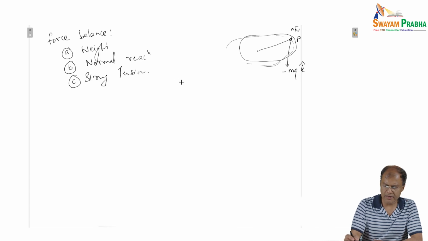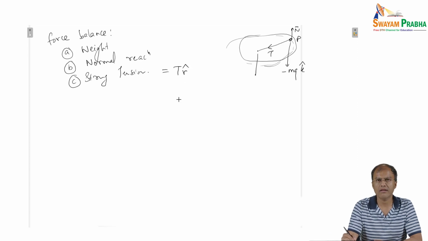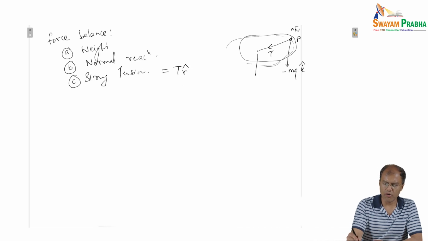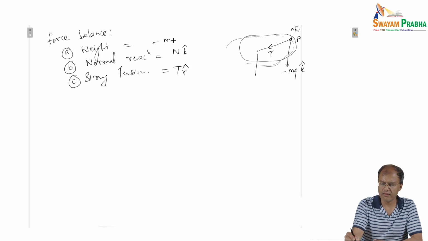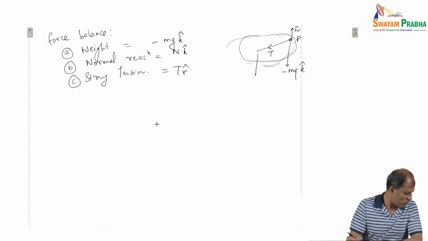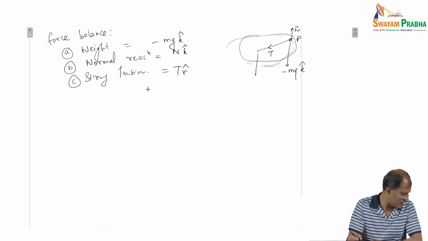Let us call the string tension T, acting along the radial direction, so that's the vector part here, r hat. And the normal reaction is N times k hat acting vertically, and the weight is minus mg k hat, right? So if we were to do the force balance along the normal direction, there is not a problem. The weight is being balanced by the normal reaction.